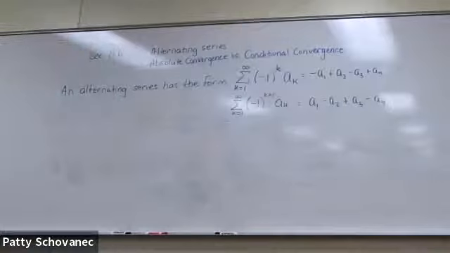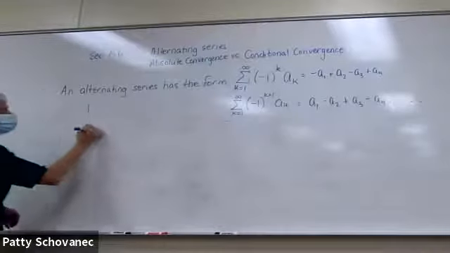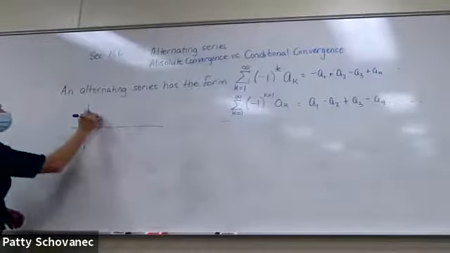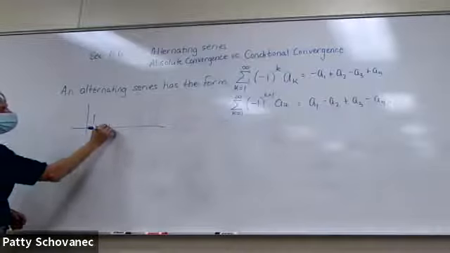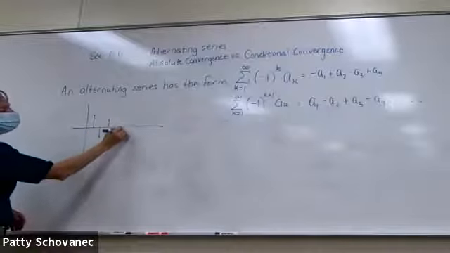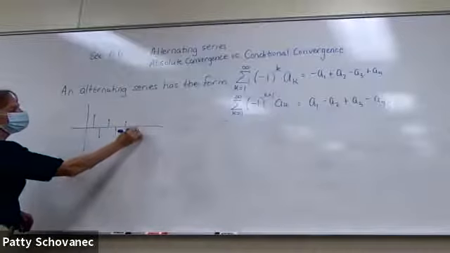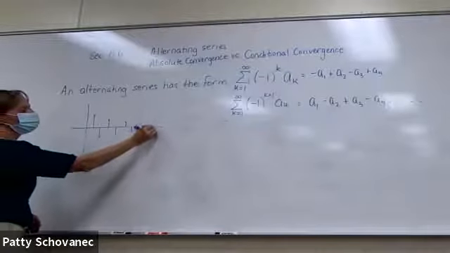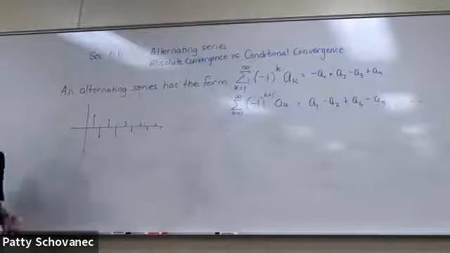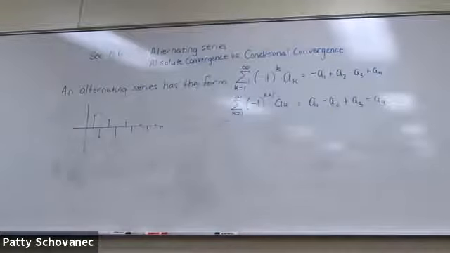So when you look at the picture of these, you've got terms that take on values here, then here, then here, then here. You have some of them up here, some of them down there. We still need that they eventually go to 0. That's what an alternating series looks like.